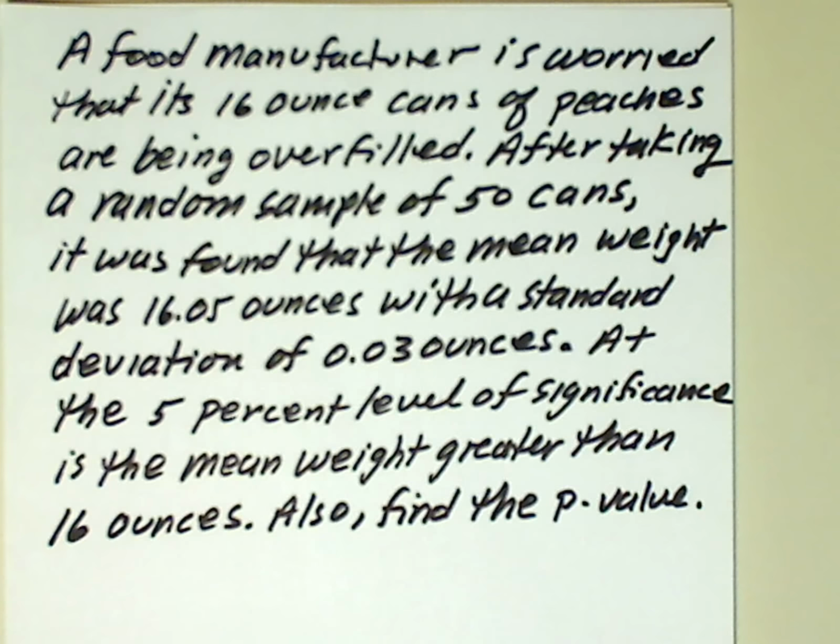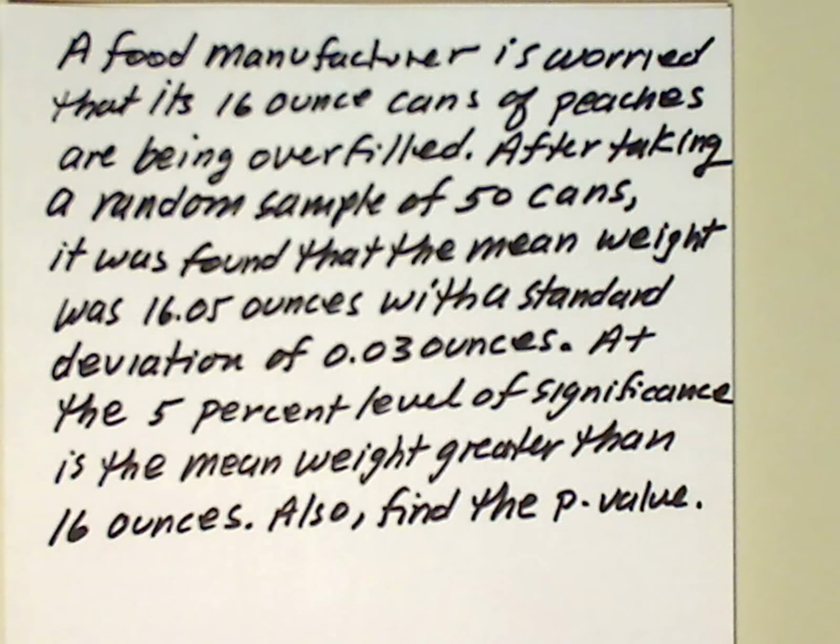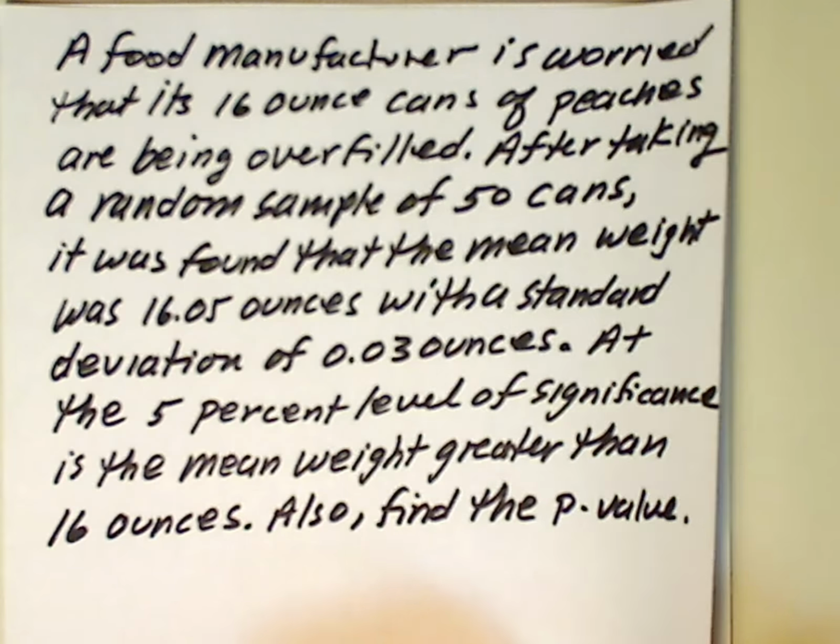Now, this is an important consideration on the part of manufacturers. In other words, if the 16-ounce can, and they advertise that it's 16 ounces, if they're underfilling the can, then they're harming the consumer. If they're overfilling the can, then they're harming their stockholders, because then they're wasting money. They're giving away peaches then. So, okay, let's work the problem here.